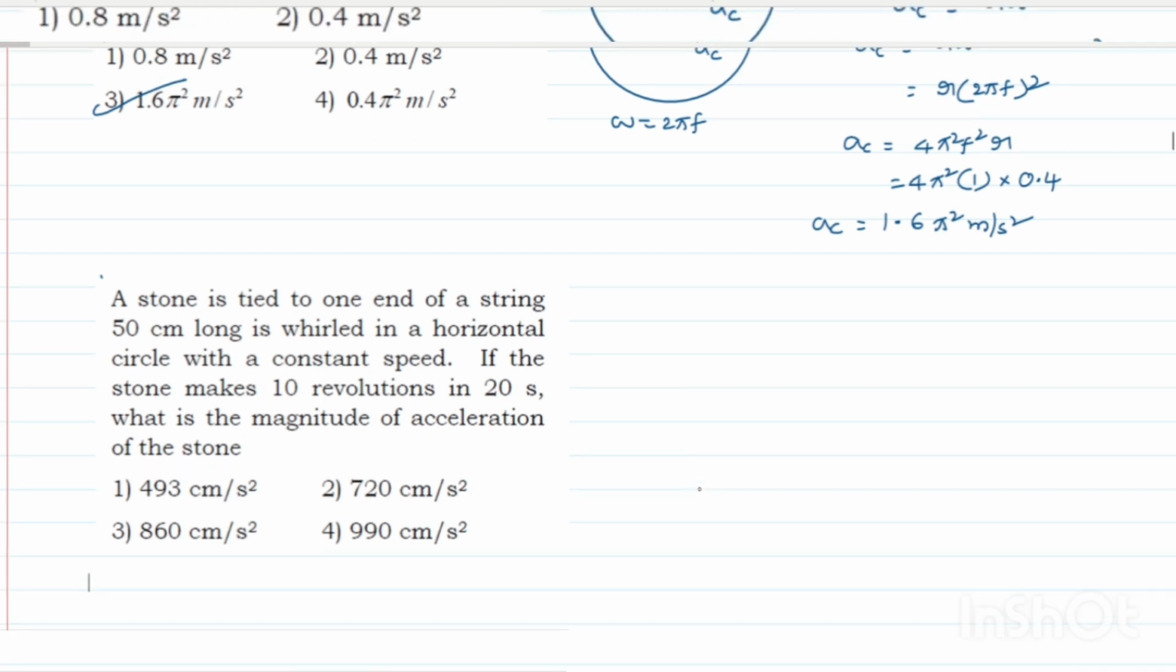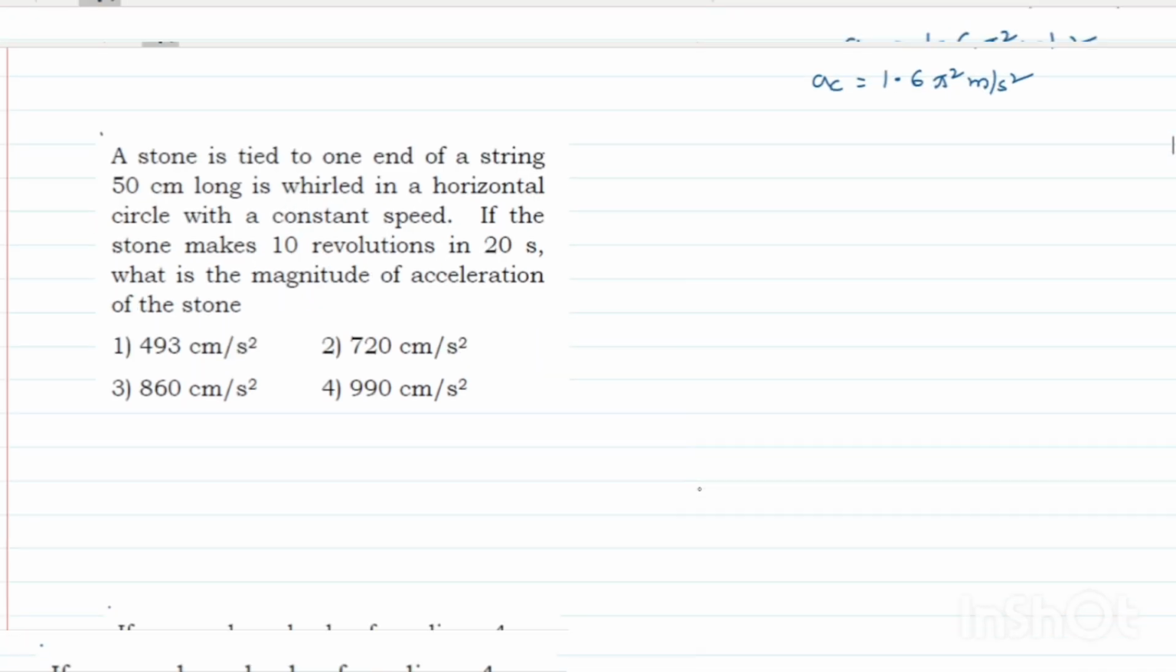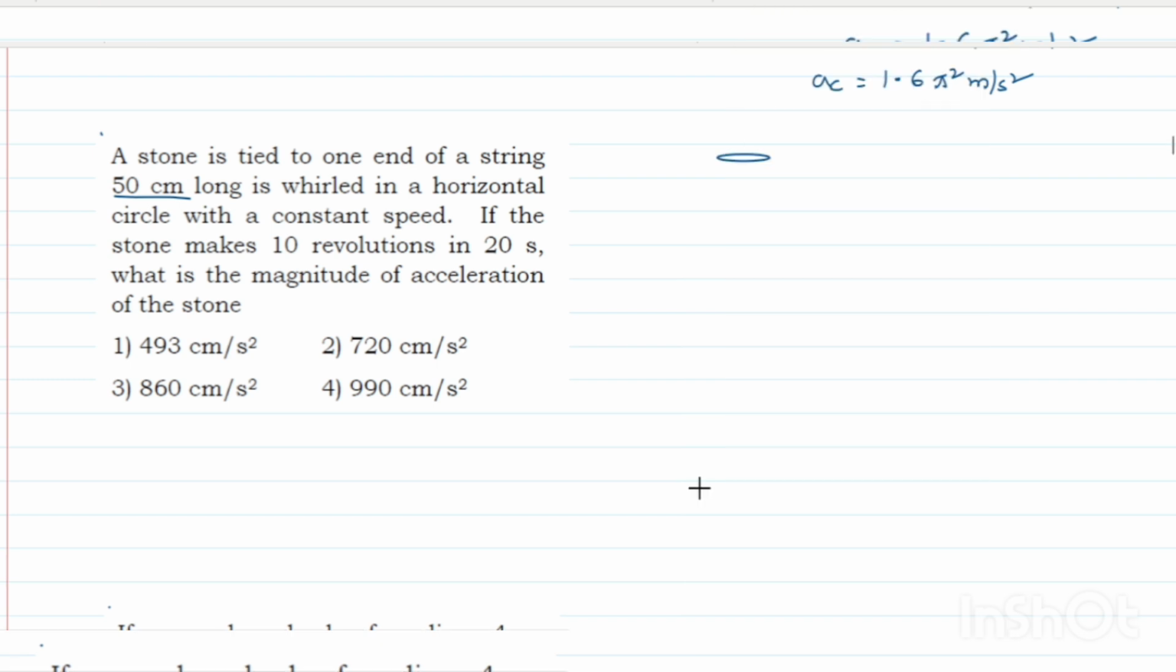Let us see the next question. The next question says a stone is tied to one end of a string. The string length is given as 50 centimeter and it is whirling in a horizontal circle with constant speed. In uniform circular motion, the body moves with constant angular speed. The length is nothing but the radius.